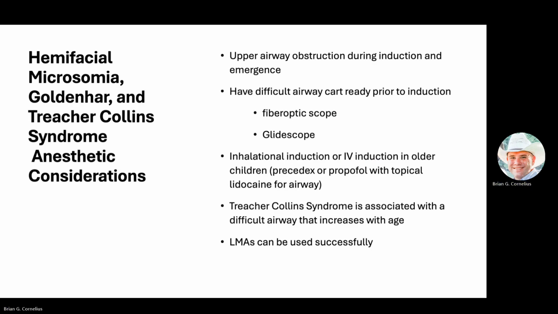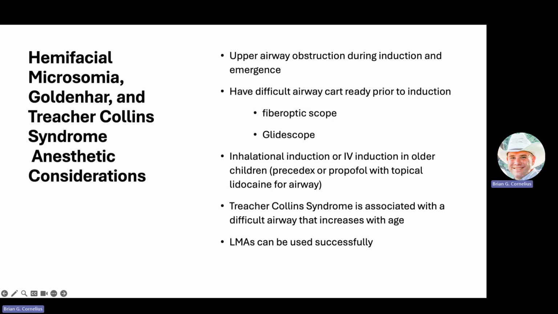As far as anesthetic considerations for these patients, they tend to obstruct very easily because of the retrognathic jaw. They tend to have redundant tissue that can be difficult, as well as just abnormal pathology in their airways. So anticipate them obstructing during induction as well as emergence. Oral airways may be beneficial, nasal airways may be beneficial, but because of their structural changes, they may not work quite as well as you would anticipate.